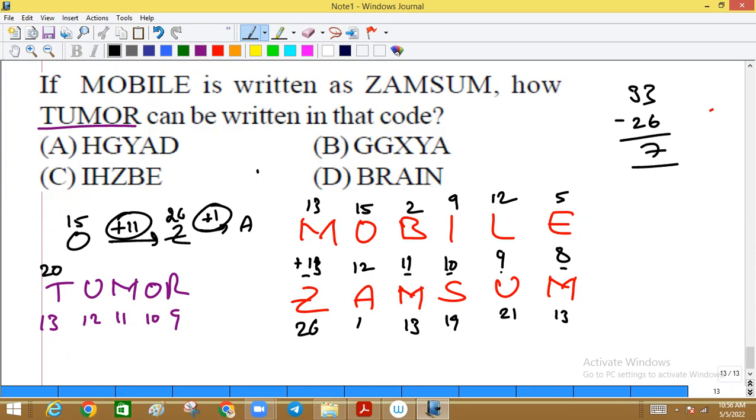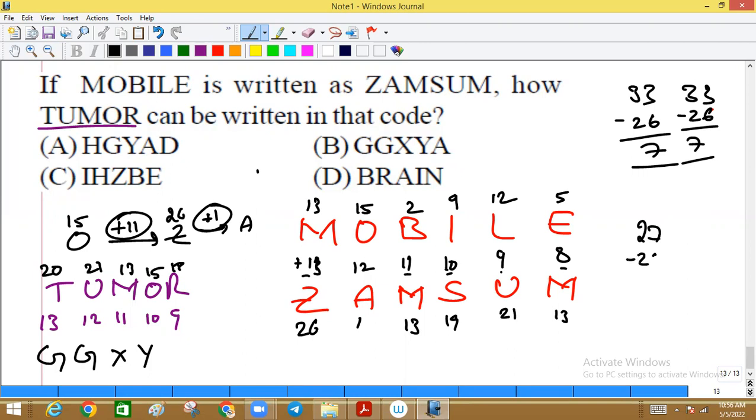So 7 means G. In the same way, what is U? 21. Here we have to add 12. So 21 plus 12 is 33. Remove 26, again we get 7, which is G. What is M? 13. 13 plus 11 is 24, X. O is 15. 15 plus 10 is 25, so Y. What is R? 18. 18 plus 9 is 27. But there are only 26 letters, so 1. So A. Your answer is GGXYA. So option B is the answer.